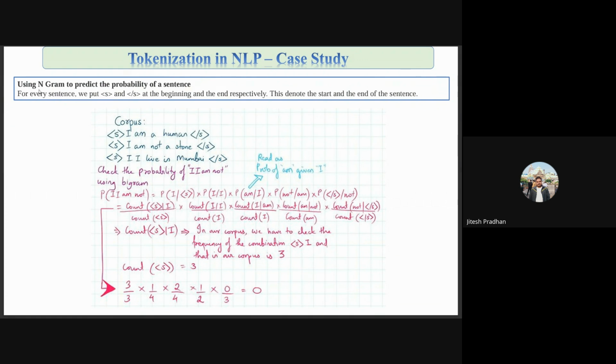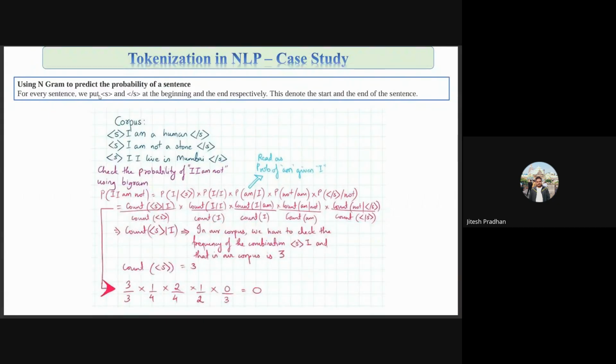The first case is using n-gram to predict the probability of a sentence. Here, it is a corpus. Whenever we prepare a corpus, we put this <S> symbol, which denotes the start of the sentence, and this </S> symbol that denotes the end of the sentence. So: I am a human, I am not a stone, I live in Mumbai. So this is my corpus. We can call it our training data.